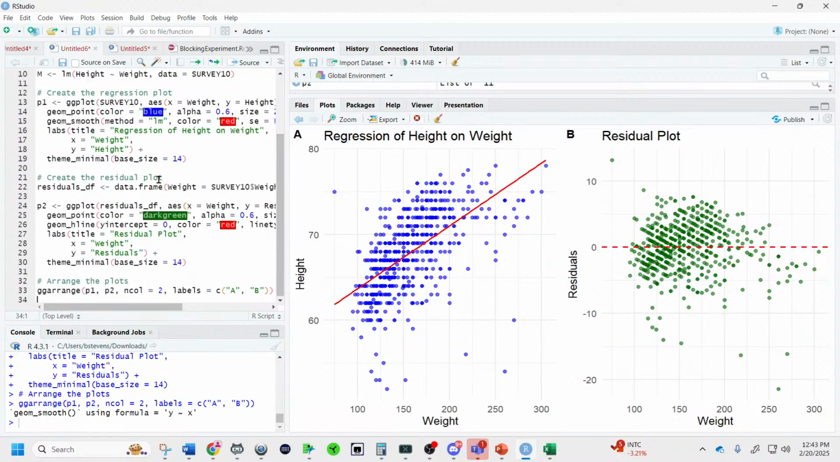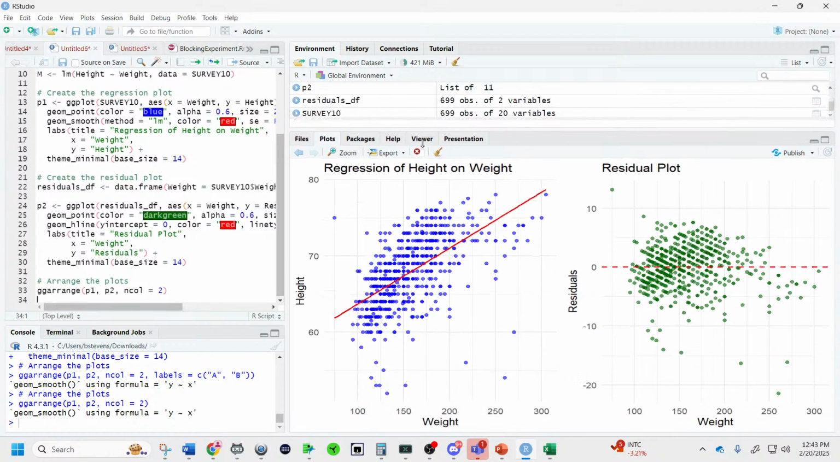And here we go. That's got it. I don't like that it put A and B labels on it, so it's already labeled anyway. Let's just remove these labels. There you go. There is a residual plot, and there is the data.